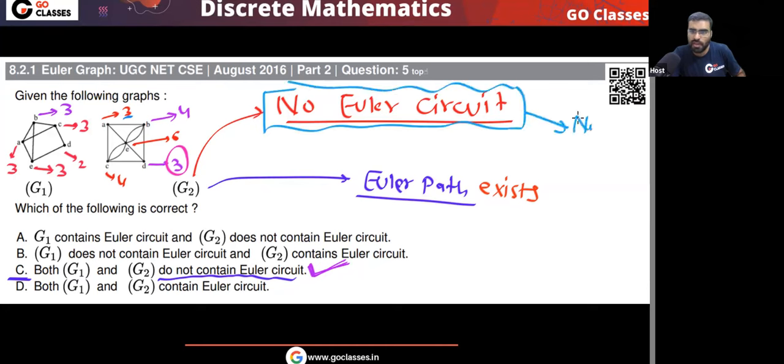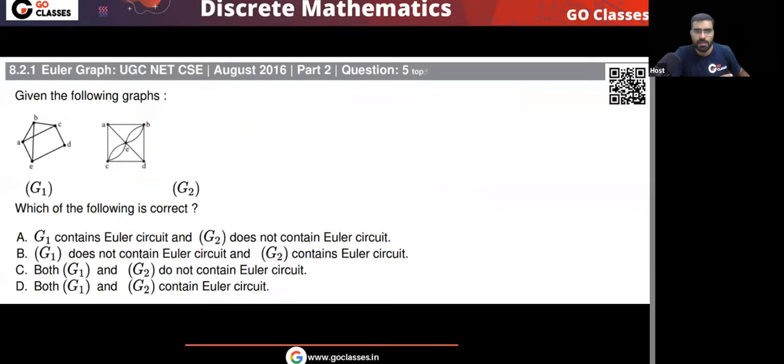But you can notice, because there is no Euler circuit, this is not an Euler graph. This graph is not an Euler graph. Let's move on now. So this question we have seen. The answer will be option C.